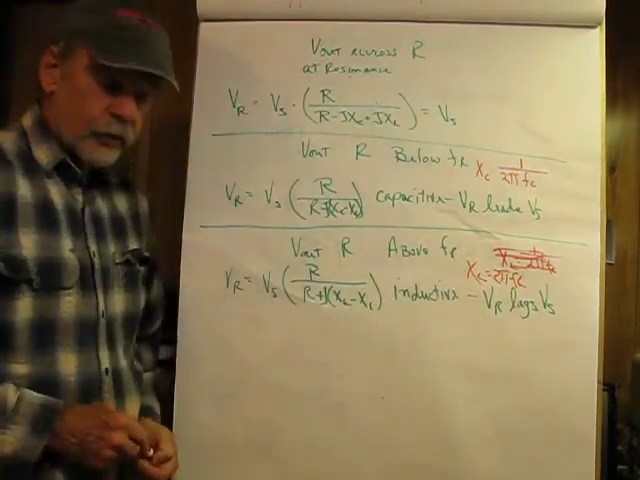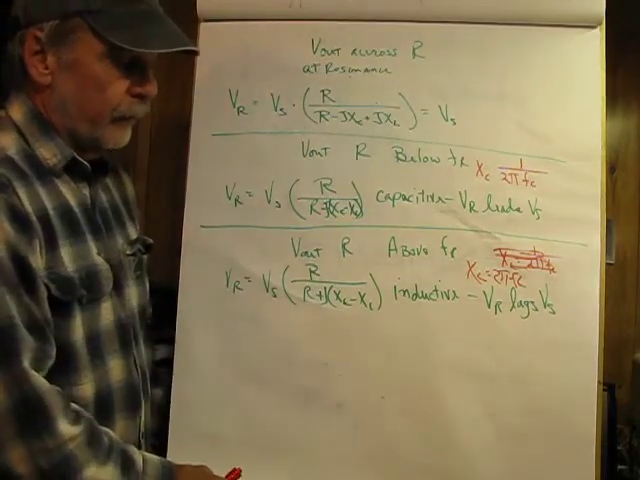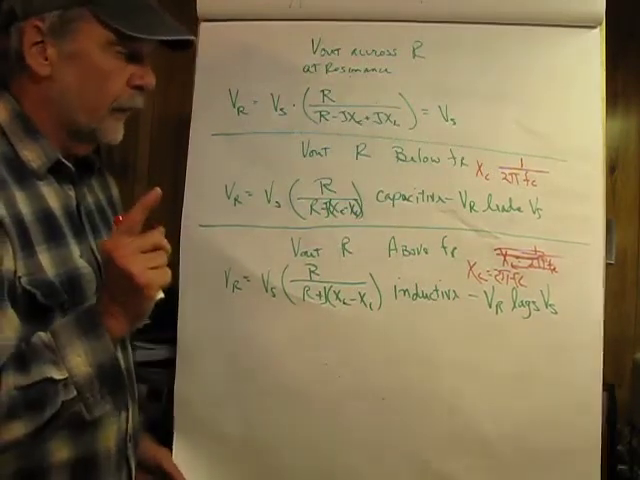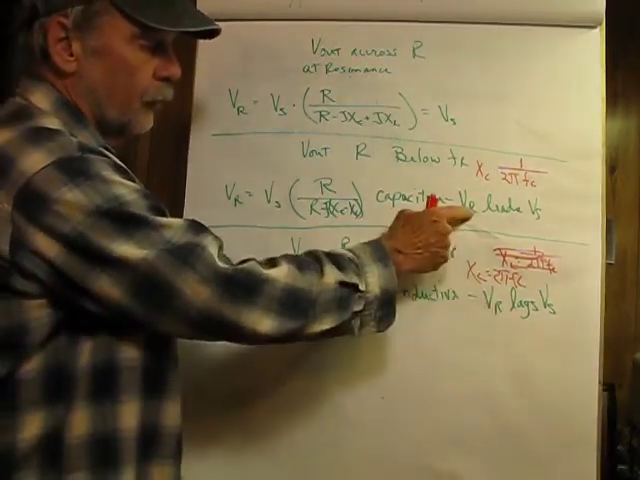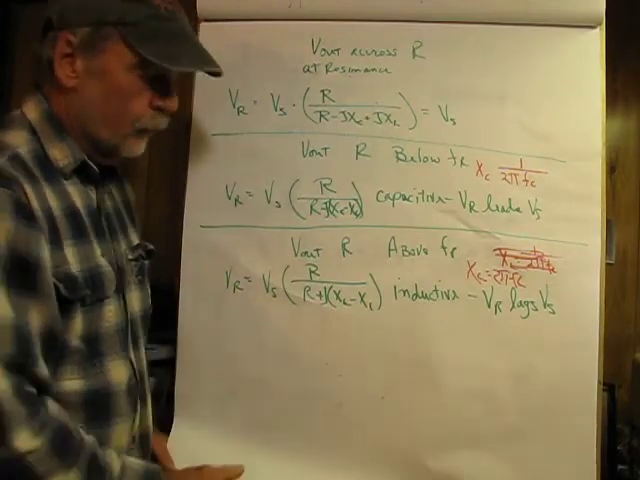So most of the voltage is going to be dropped across the inductive reactance, and we're going to have a voltage across the resistance which lags Vs. And in both cases, by the way, VR is going to be less than Vs. It's not the case that we had in resonance.